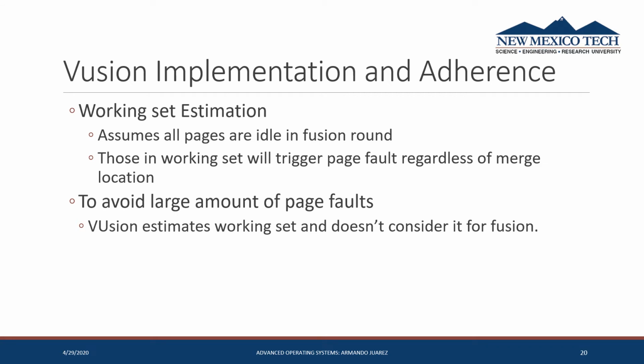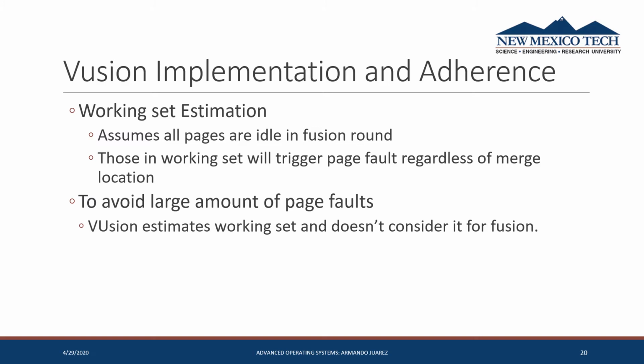Working set estimation. What they do here is they are going to assume that all pages are idle in the fusion round. This is when they are deciding whether or not the candidates will actually be fused. And those in the working set will trigger a page fault regardless of merge location.